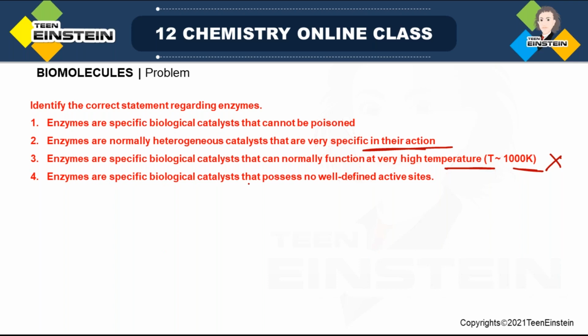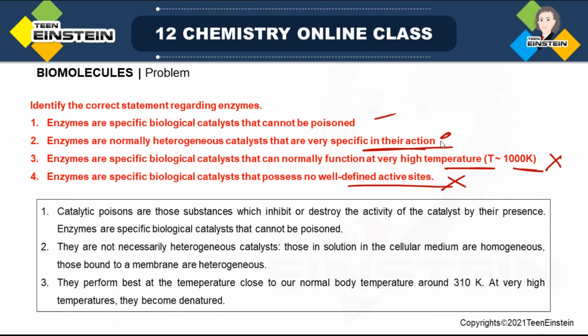And: enzymes are specific biological catalysts that possess no well-defined active site. Now this is not at all true, so you can completely reject it. Now if we are stuck between the other two, we have to see what a poison is. Catalyst poisons are sometimes used for catalysts, which inhibit or destroy the activity of the catalyst. But inside the body, in vivo, this is not possible. So enzymes are those catalysts which cannot be poisoned. This is actually true, and this should be the correct answer.